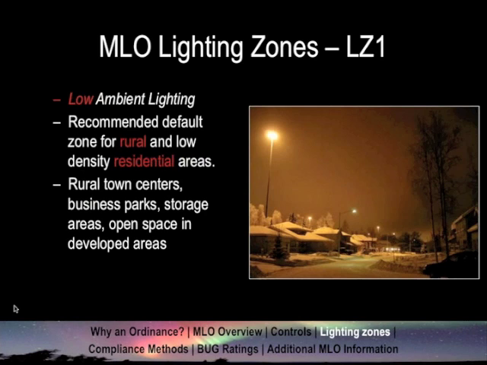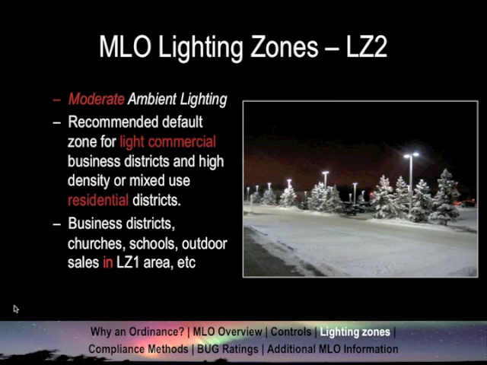Then we dip into lighting zone 1. Lighting zone 1 is really excellent for residential areas. There may be some small towns that are lighting zone 1. There's really no more light you need. And it ratchets down the light and, of course, puts a lot of limit on glare and backlight into the properties. Lighting zone 2, now we're getting to more moderate ambient lighting.